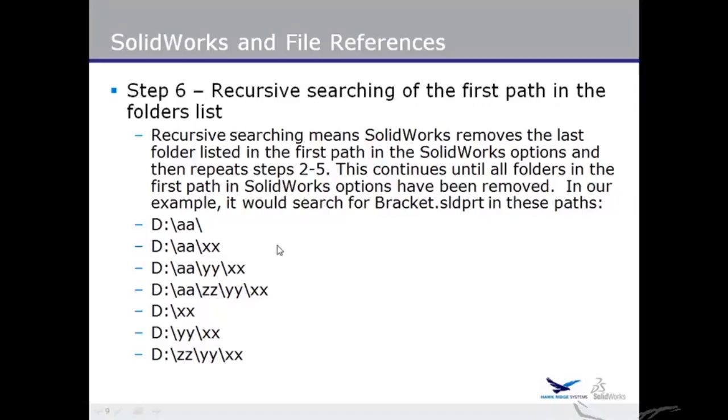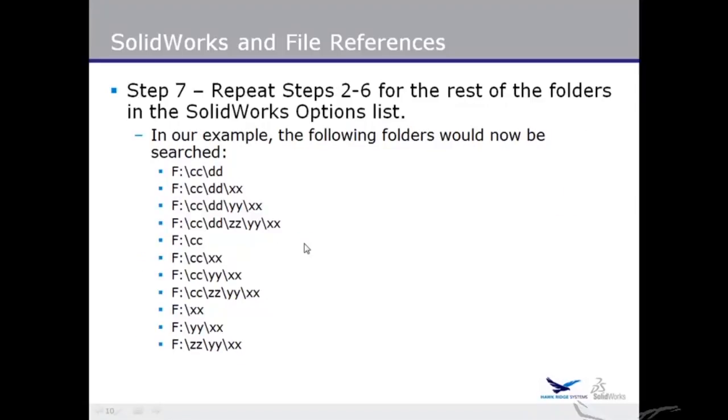Step 7 is actually going to be the exact same pattern. We're just going to go to the next location listed in those file locations in the SolidWorks options. And since that was FCCDD, it's going to start there. And you can see, as I have listed here, it's going to recursively search again through that whole pattern of folders. And like I said before, these may be folders that don't even exist. So it's obviously not going to find anything there.